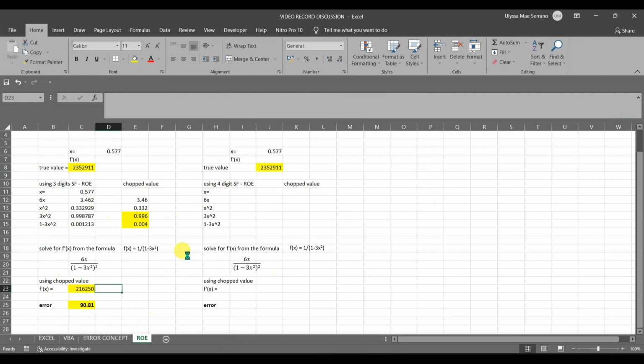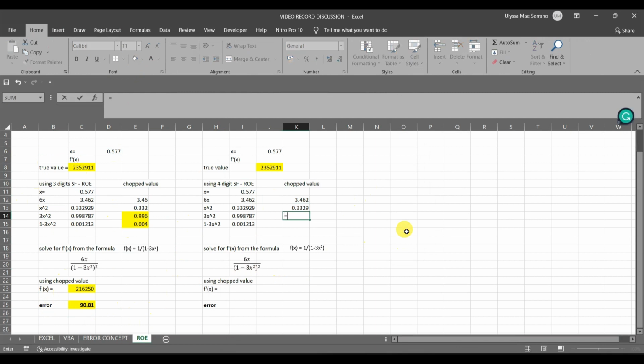For the second situation, the value of x, or let's just copy this out kasi yung ating result dito ay pareho lang ng mga result dito. And the difference, sabi dito, 4 significant digits. So, ang magagamitin na natin ay 3.462 and 0.3329.